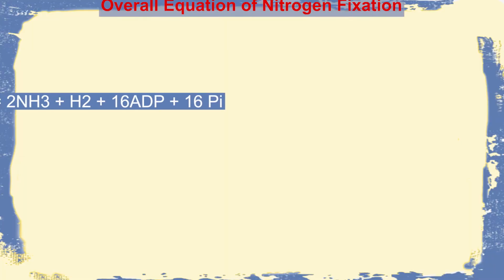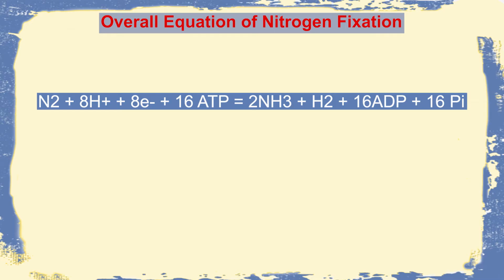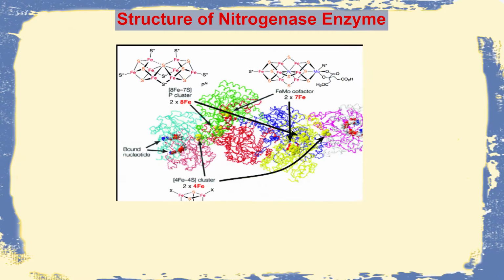Now the complete equation of nitrogen fixation is like this. In the presence of 16 ATP, nitrogen is converted to ammonia, and actually it also involves a reduction process. So there is equal involvement of 8 H+ ions and 8 electrons. And this entire activity is brought about by a unique enzyme which is called nitrogenase.